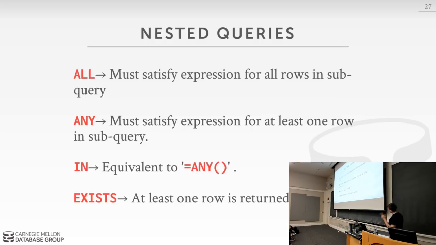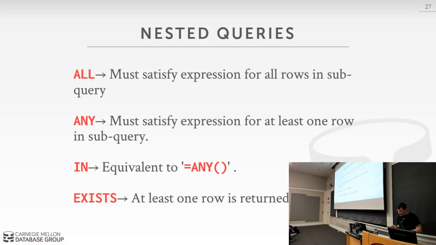So I showed how to, in that example, I used in. There's other operators you can use. All basically says that every single tuple that's in my inner query must satisfy my predicate. Any means at least one of them needs to. So in is essentially the same thing as equals any. Is there any tuple that equals what my predicate or my tuple attribute is checking? And then exists means at least one row is returned. I don't care what it matches. I just care whether a tuple got produced as a result.